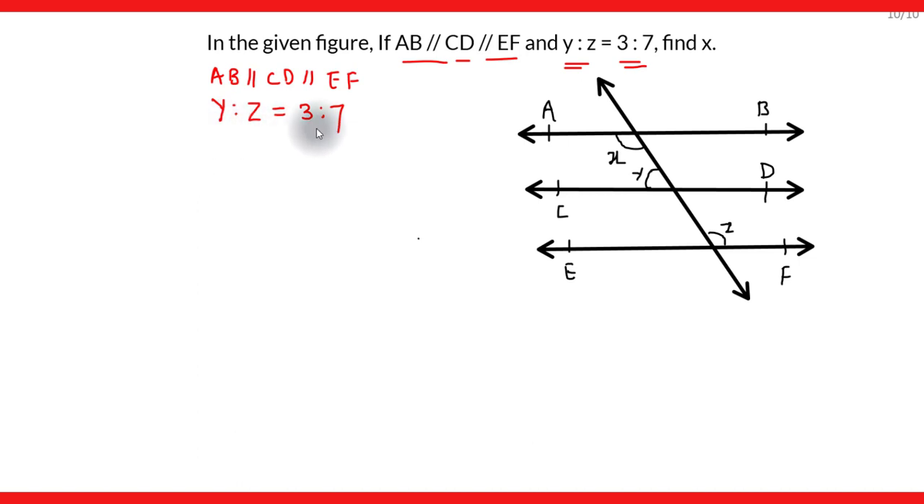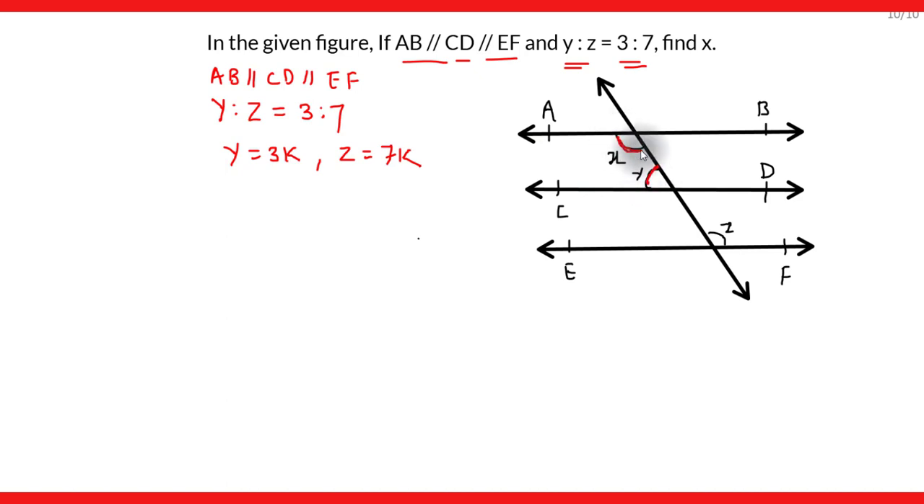Now since y is to z is equal to 3 is to 7, we will take y is equal to 3k and z is equal to 7k. Now here what can you say about these two angles?